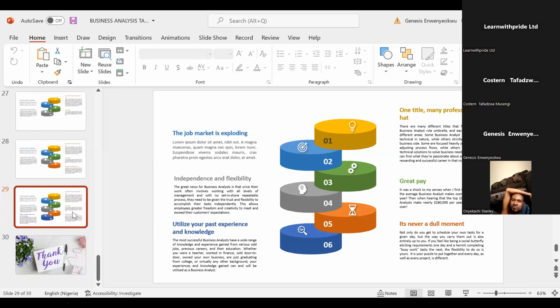There are a lot of things about business analysis, and you get to learn the tools and the techniques that you're going to use to solve problems for businesses and then get paid for solving problems. All right, thank you so much.